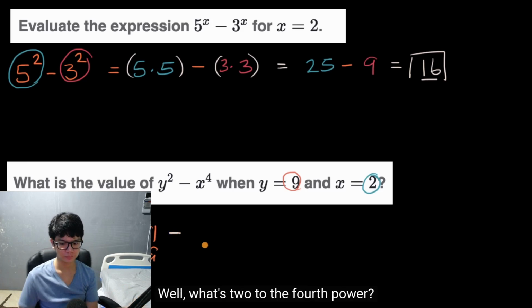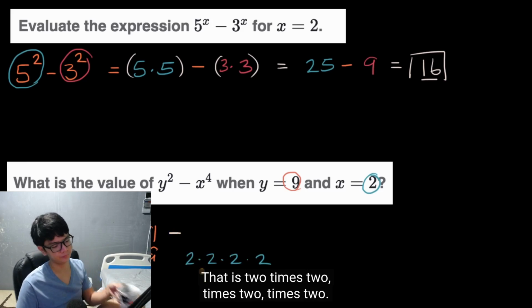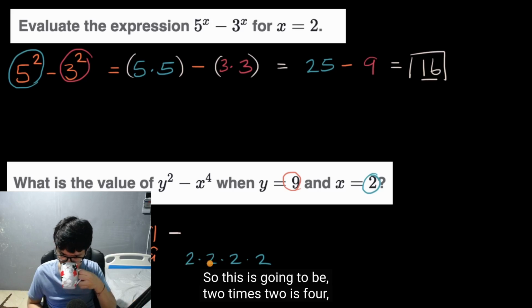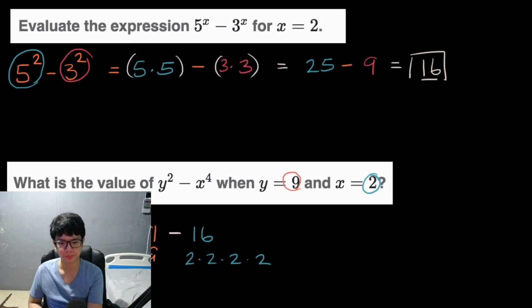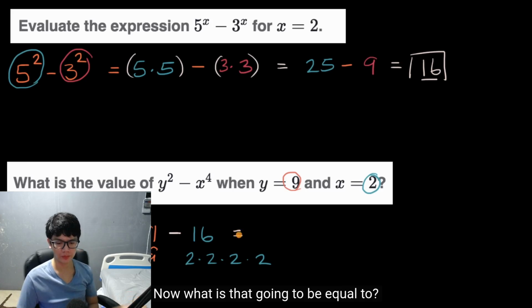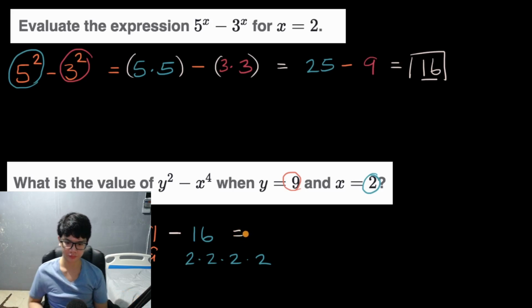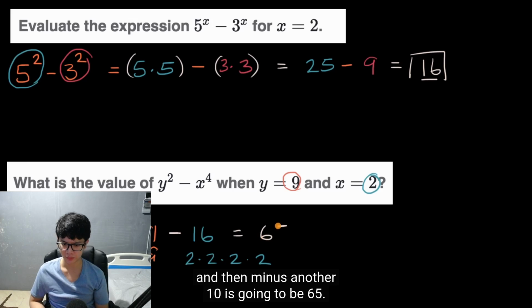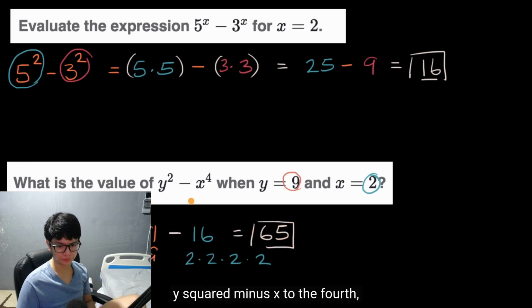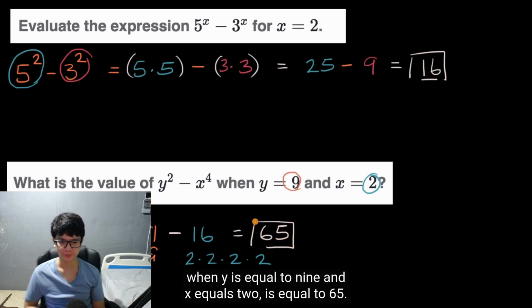Well, what's 2 to the 4th power? That is 2 times 2 times 2 times 2. So this is going to be 2 times 2 is 4, 4 times 2 is 8, 8 times 2 is 16. So it's 81 minus 16. Now what is that going to be equal to? Let's see, 81 minus 6 is 75, and then minus another 10 is going to be 65. So there you have it. Y squared minus x to the 4th, when y is equal to 9 and x equals 2, is equal to 65.